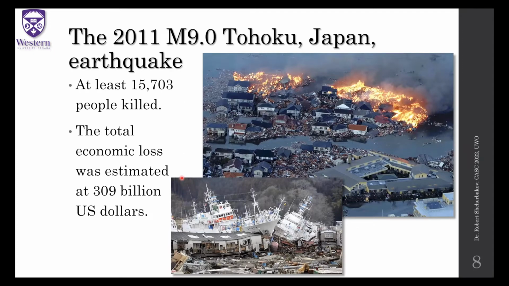So here's an example of the 2011 magnitude 9 Tohoku earthquake, basically the aftermath of that earthquake, the devastation from that earthquake and specifically from the tsunami which that earthquake generated. At least 15,000 people were killed, and the total economic loss was estimated at $3.9 billion. So it was a devastating effect, one of the largest earthquakes which occurred in the last 10 years or so.